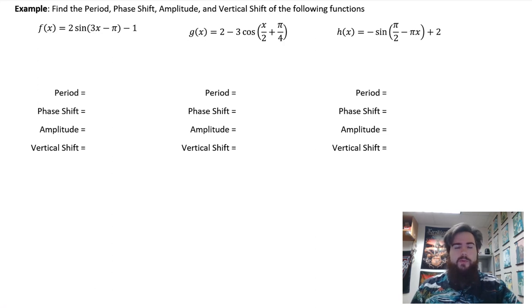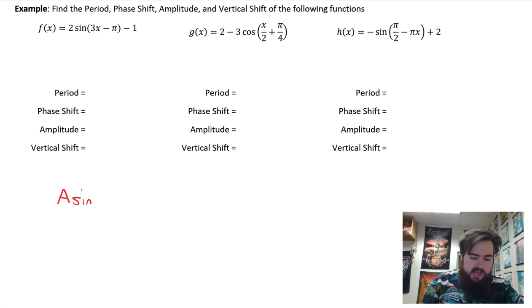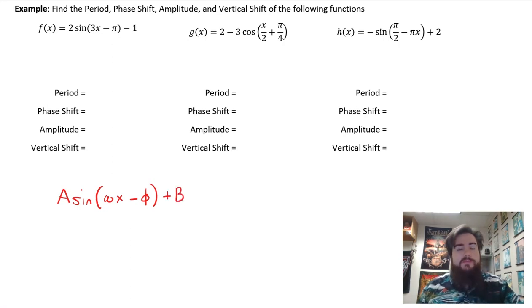For this example, we're going to find the period, the phase shift, the amplitude, and the vertical shift of each of the following functions. When we're working with these functions of sine and cosine, remember that the general form of these is, for example, for sine, a times sine of omega x minus phi plus b, where each of these pieces is going to indicate the values that we need to report for the period, phase shift, amplitude, and vertical shift.